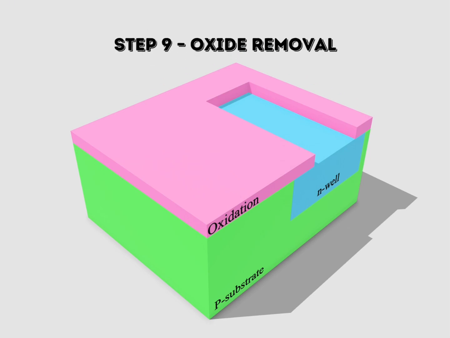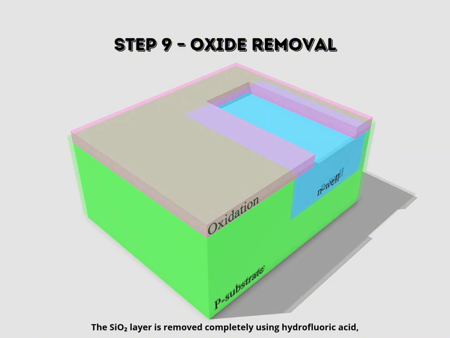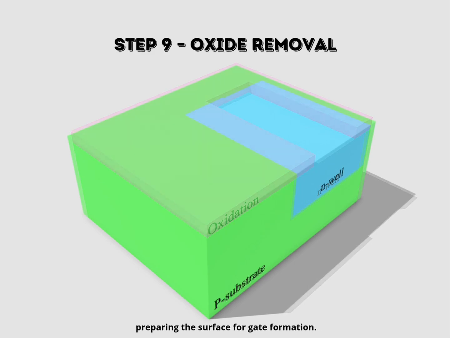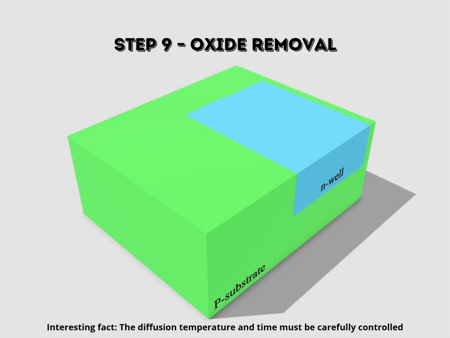Step 9. Oxide removal. The silicon dioxide layer is removed completely using hydrofluoric acid, preparing the surface for gate formation. Interesting fact, the diffusion temperature and time must be carefully controlled. Even a few seconds difference can alter the transistor's performance.